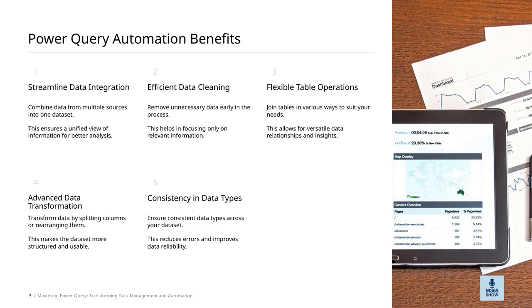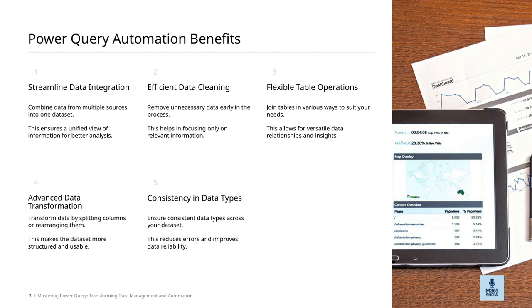First, ensuring consistent data types across your dataset is crucial. When your data types are uniform, it reduces errors and makes your data much more reliable. This consistency is foundational for accurate analysis. Next, transforming data by splitting columns or rearranging them helps make your dataset more structured and easier to work with. Clear, organized data is essential for efficient processing and insights.